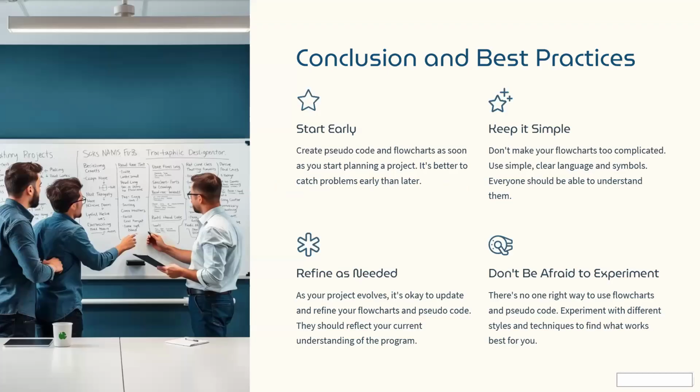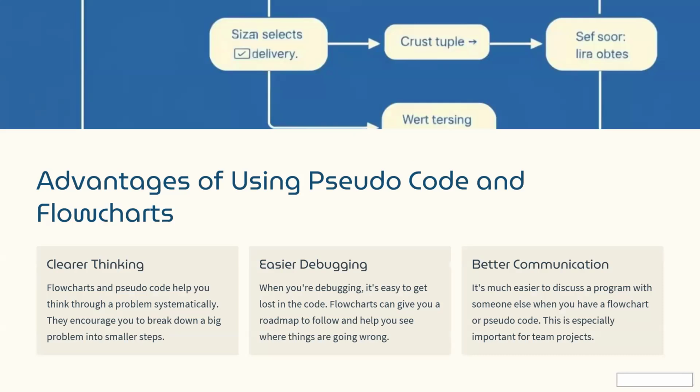So we also looked at the advantages of using pseudocode and flowchart. I said clearer thinking, easier debugging, and better communication. So what is easier debugging? You are able to know where exactly the problem is and how you can tackle it, because you were part and parcel of the process of creating the solution to the problem.